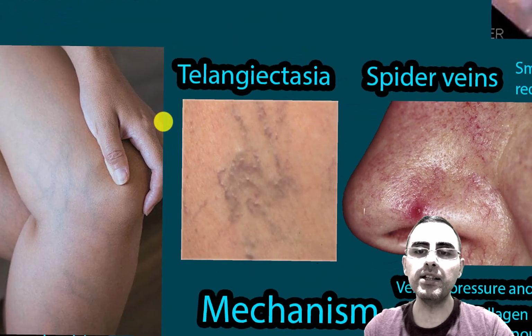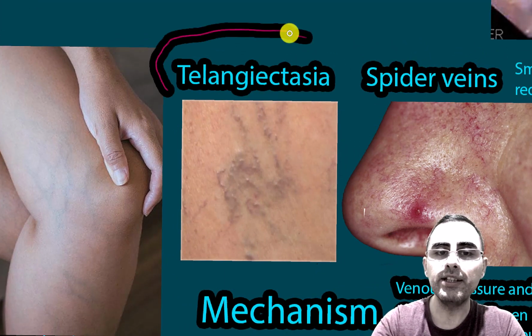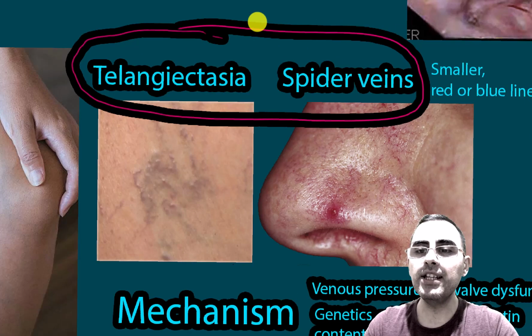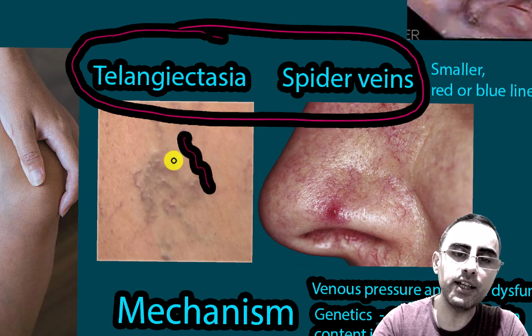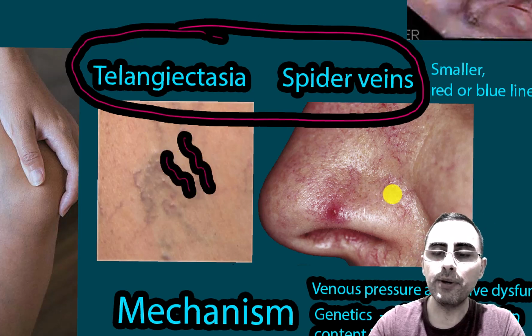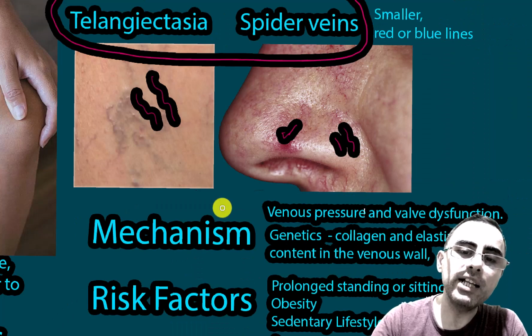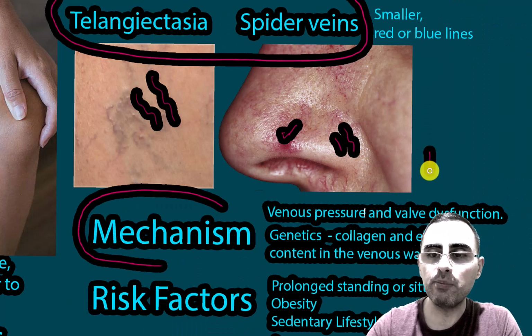The third type is called telangiectasia or spider veins. Both are the same condition, and they are smaller, red or blue lines. You can see here blue lines and red lines. That's spider veins. The mechanism of action of varicoses is increased venous pressure.